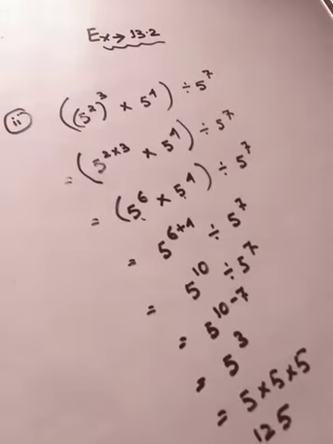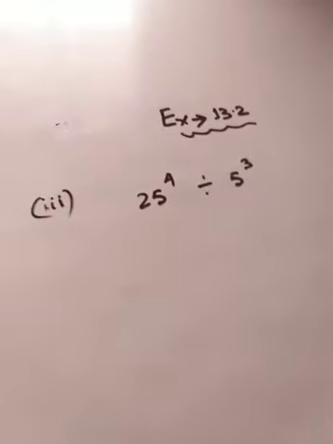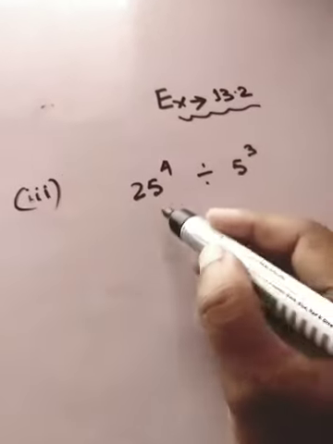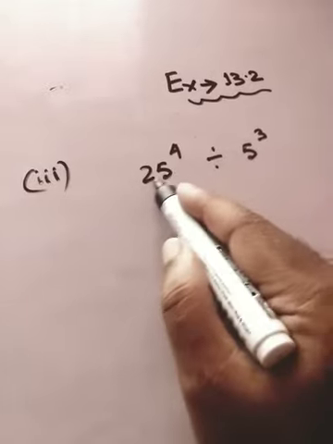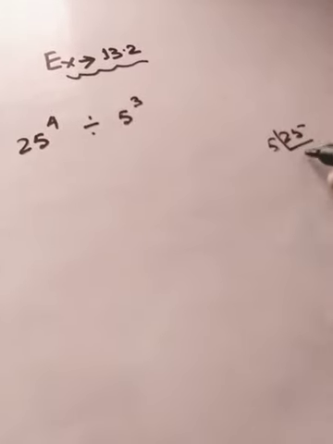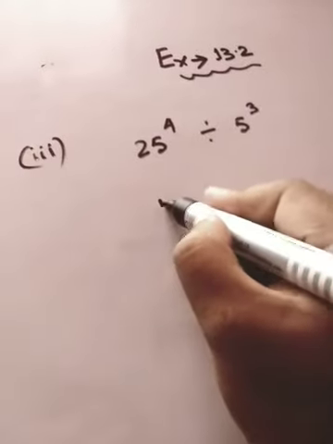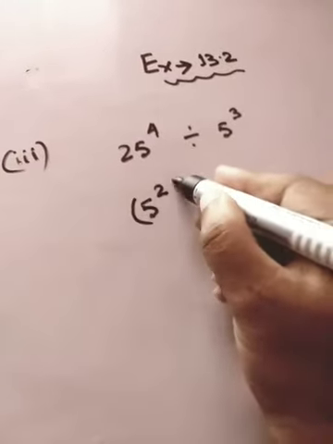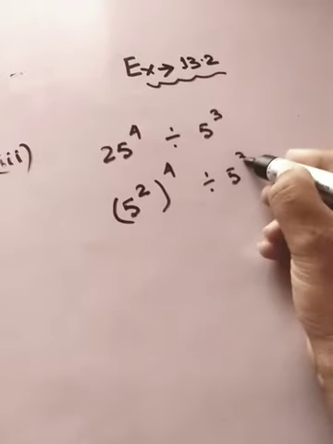Okay, so let's move on to sum number 3. This is sum number 3. Now we have to simplify this. We have to write this 25 in the simplest form. Simplest form means you have to do the prime factorization. So 5 5's are 25, 5 1's are 5. So it will be 5 square to the power 4 divided by 5 cube. I hope you have understood.